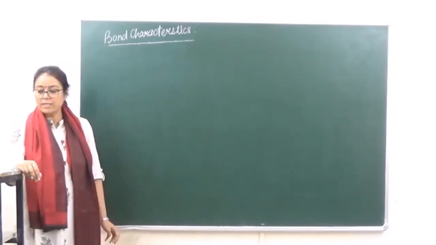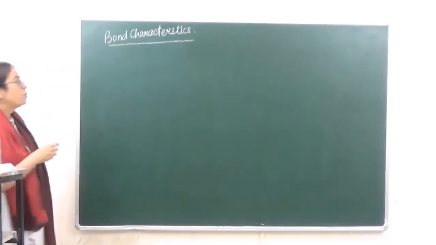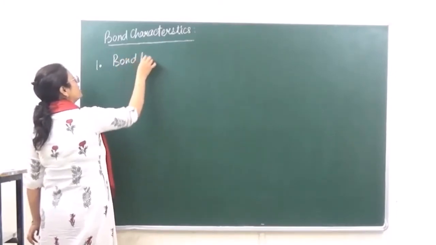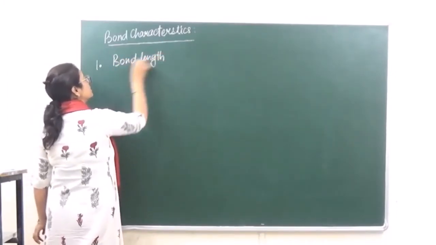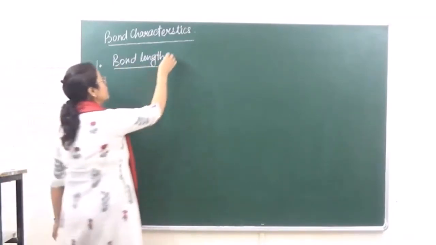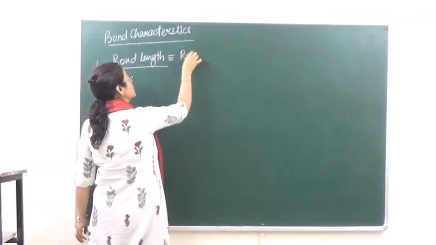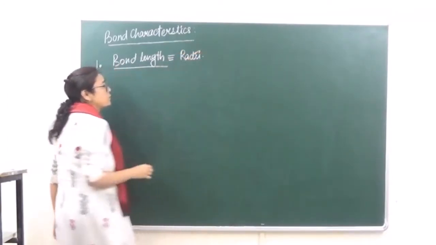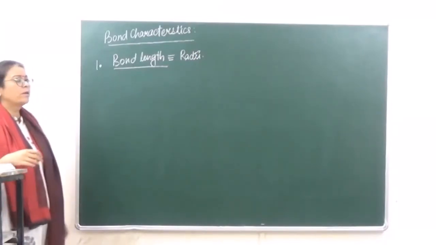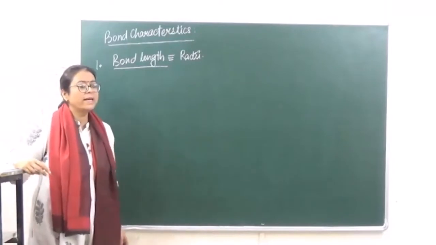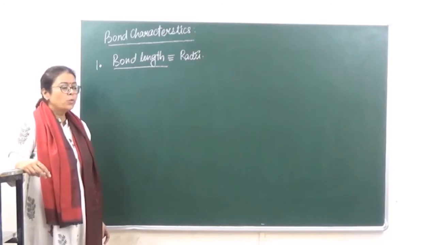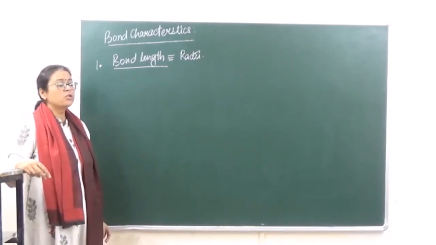Okay, so for example, the first one which we are going to discuss over here, it is the bond length. Bond length. So bond length, that is equivalent to the radii which we had discussed before. We had discussed three types of radii. One was the covalent radii, the other one was the van der Waals radii, and we had also discussed the ionic radii. ठीक है?